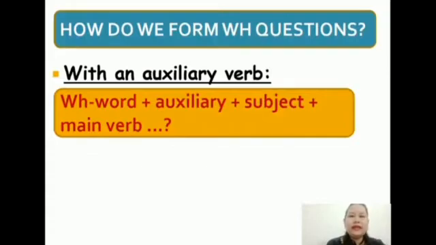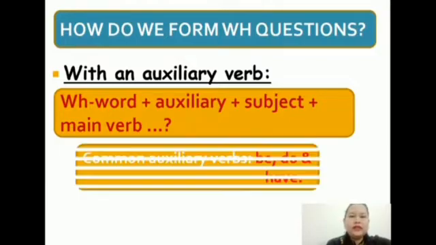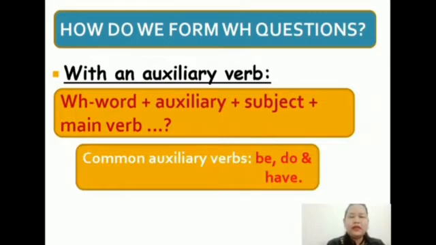Now let's see how do we form WH questions with an auxiliary verb. So the simple structure is WH word plus auxiliary verb plus subject plus main verb and followed by the rest of the sentence and question mark. Children, auxiliary verbs are helping verbs, okay? They are not main verbs, so do not get confused. And remember that common auxiliary verbs include be, do, and have.